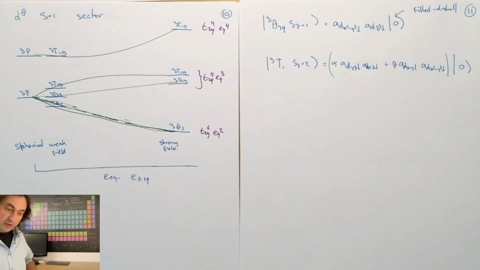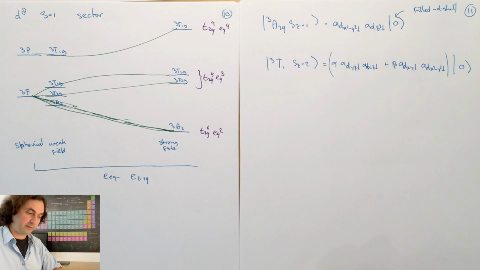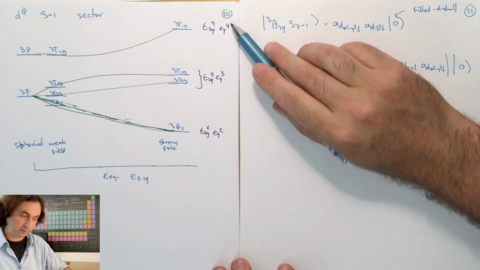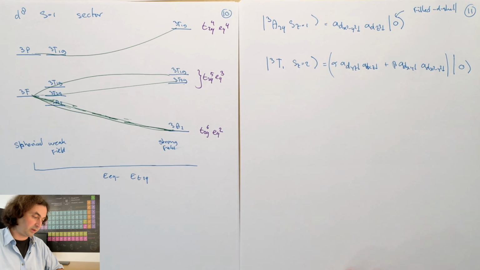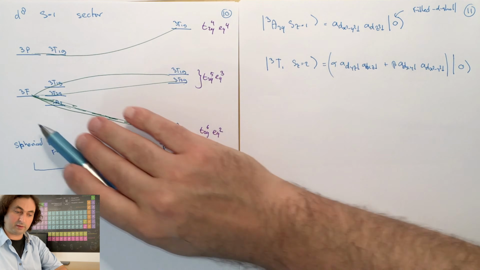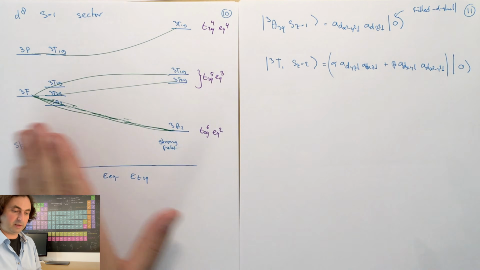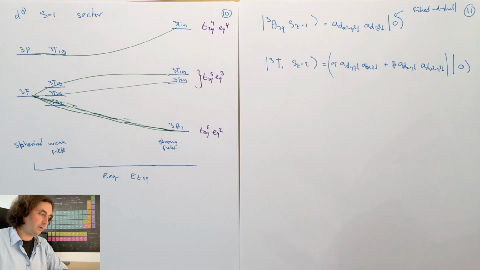And depending on the size of the crystal field, alpha and beta take different values. For the case where the crystal field is infinitely strong, alpha and beta are 0 or 1. For the case where you're in the atomic limit, it's square root of 2/5 and square root of 3/5. And then somewhere in between, this changes.